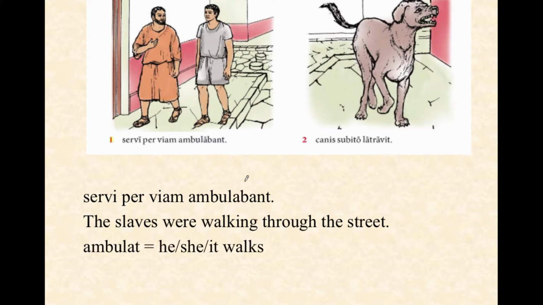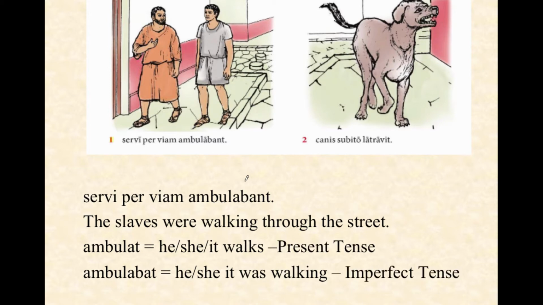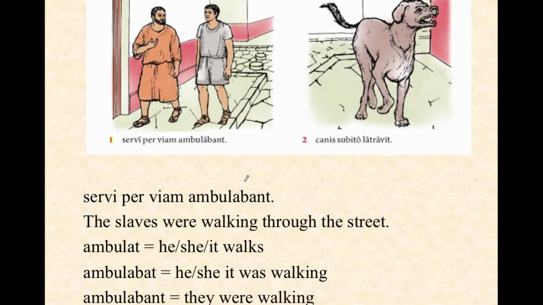Okay, so let's review our forms. Ambulat, present tense, he, she, or it walks. Ambulabat, he, she, or it was walking. And again, the names of these tenses: present tense is something that happens now, walks. Imperfect tense is something that happened in the past in a continual fashion. So was walking. And the plural of it, ambulabant, they were walking.